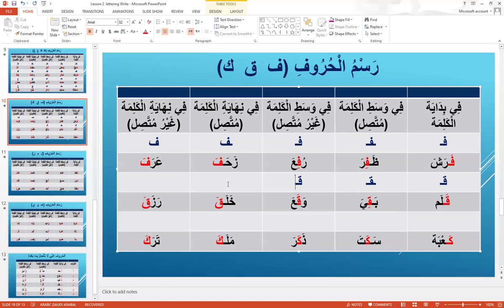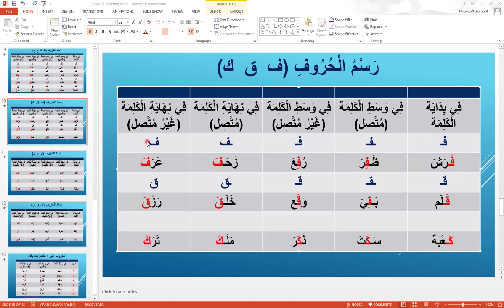So qaf fi nihayatil kalima muttasil. So you have the connection, then qaf. Then qaf fi nihayatil kalima, you write qaf only. So when you look closely, you see that I think in the beginning and the middle, they are still written the same way. They look alike. But when you come to the end, you see that fa is written on the line.